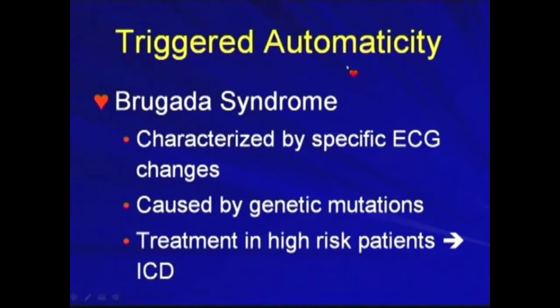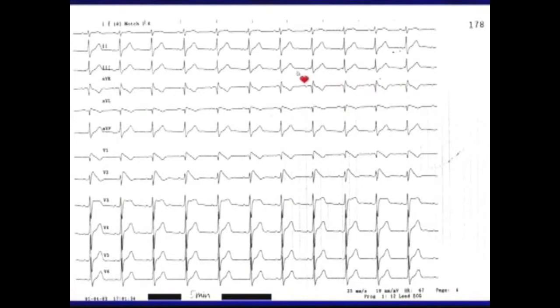Some other examples of triggered arrhythmias include Brugada syndrome. It's characterized by specific ECG changes caused by genetic mutations, and the treatment in high-risk patients includes an implantable cardioverter defibrillator. Here is an example of Brugada syndrome. If you see V1 to V3, there's a right bundle branch block pattern with ST elevation. A right bundle branch block pattern with ST elevation is a classical ECG pattern in Brugada syndrome.